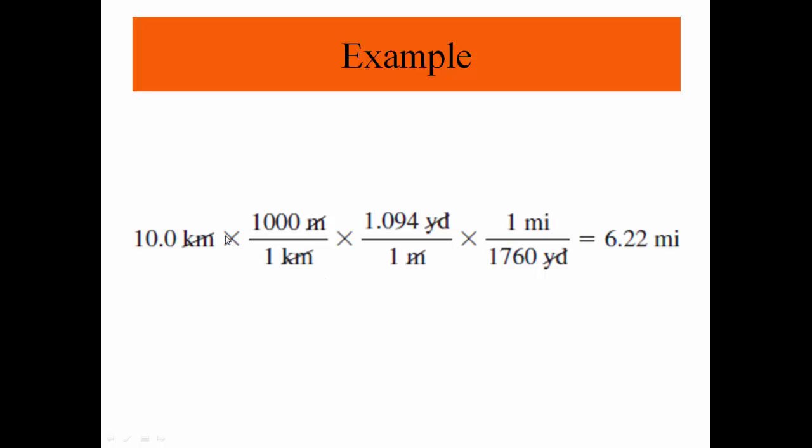So now, as you see here, kilometer and kilometer cancel each other, meter and meter, they cancel each other, yard and yard cancel each other. What remains in terms of units? We have only miles here. So we have 10 times 1000 divided by 1 times 1.094 divided by 1 times 1 divided by 1760. So the answer is 6.22 miles.